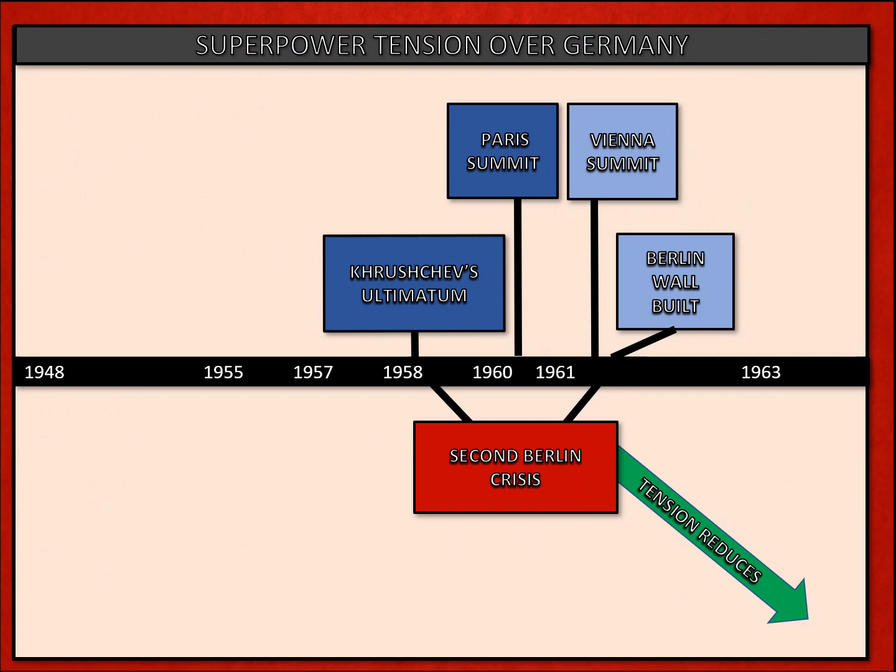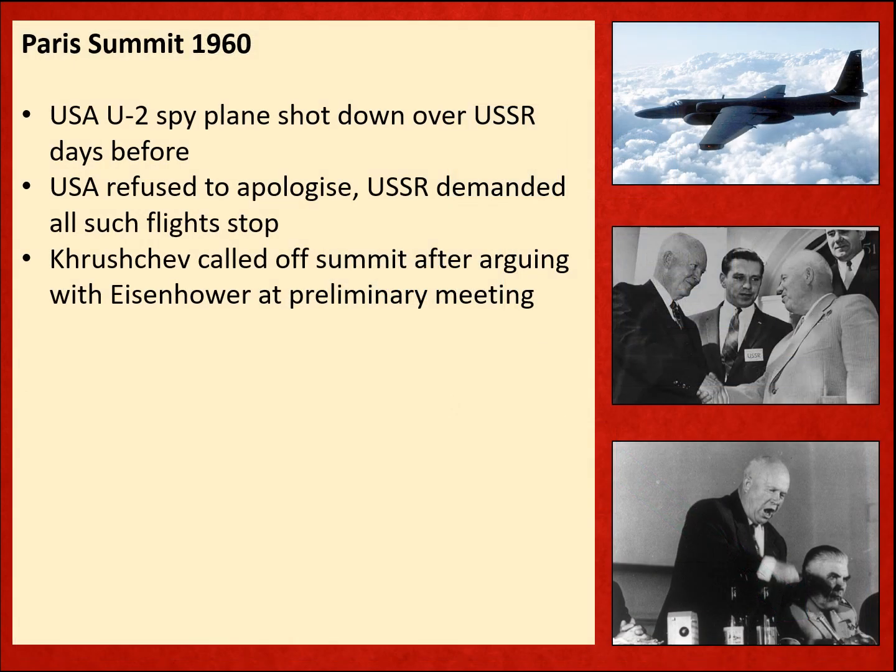So let's look at the Paris Summit of 1960. Now, this summit went disastrously wrong and contributed to increased tensions between the two sides, again centred around Berlin. So days before the summit, a USA spy plane was shot down over Soviet territory, and the Soviet Union demanded an apology for this and demanded that such flights should stop. America refused to apologise, and so at a preliminary meeting before the summit, there was a furious confrontation between Eisenhower and Khrushchev, and the summit was called off. Khrushchev dramatically rounded on journalists when this was announced.